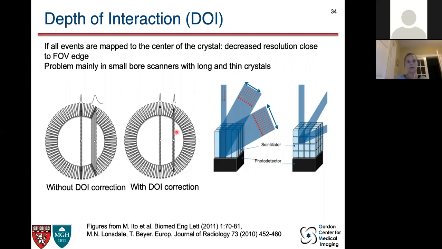And this is more of a problem in small bore scanners, because if the bore is small, we will have a higher probability of oblique angles of incidence on the detector face, which is when we will typically have the situation where the gamma will enter one crystal, go through that completely because it enters at an oblique angle, and then interact in another detector element further along. And it's also a big problem in scanners where we have long, thin crystals. That's when the problem is greatest.